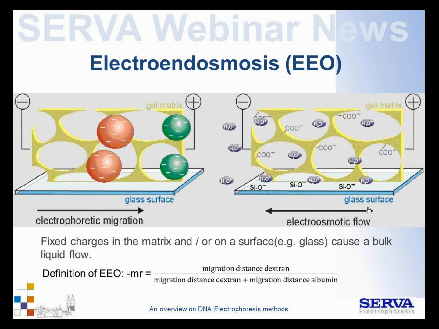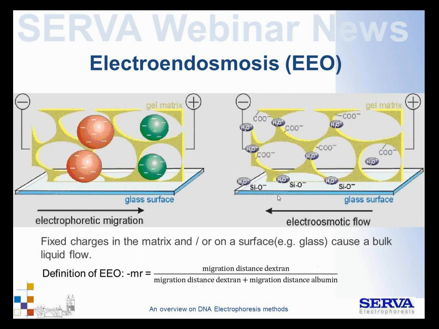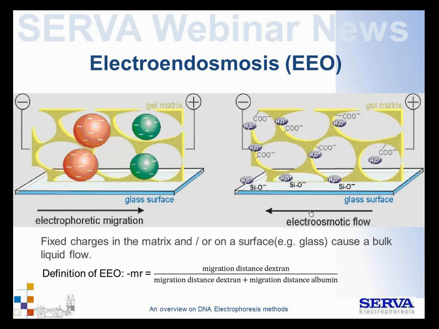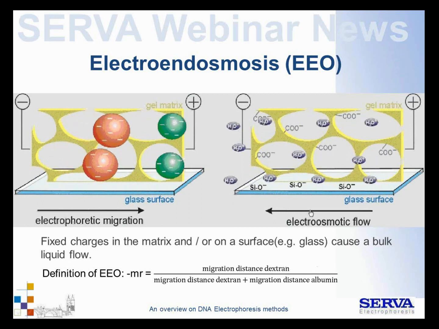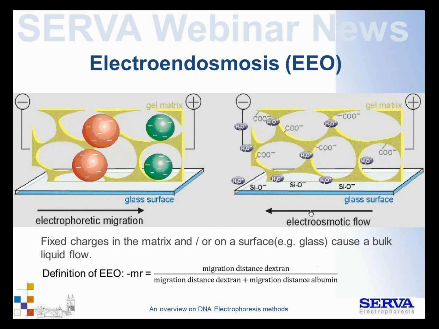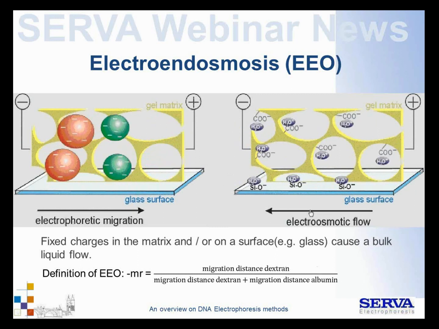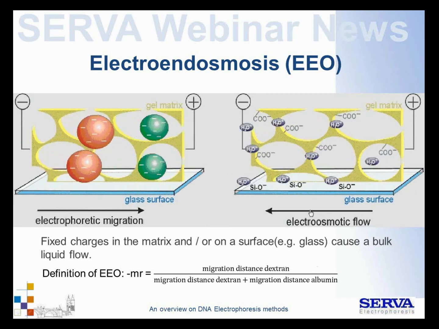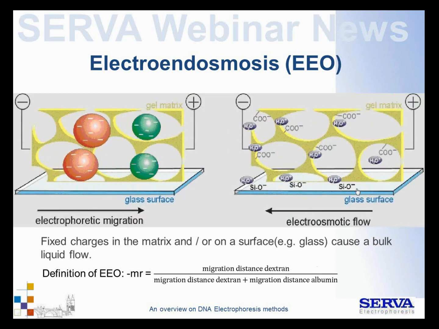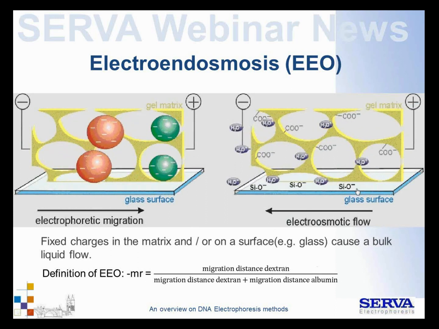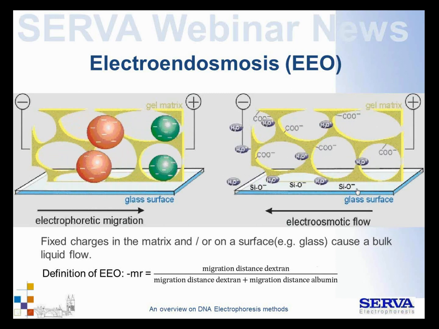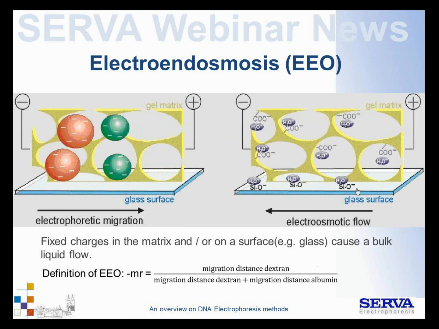Another point is, if you are working in glass tubes or on glass plates, the glass surface is also not completely inert. It contains silicium oxide groups. So when you use a basic buffer system, which is always used in nucleic acid separations, these buffering groups, carboxylic groups, sulfonic groups, silicium oxide groups, become deprotonated. That means they become negatively charged and attracted by the anode. So they would like to migrate towards the anode, but they can't because they are part of the matrix.